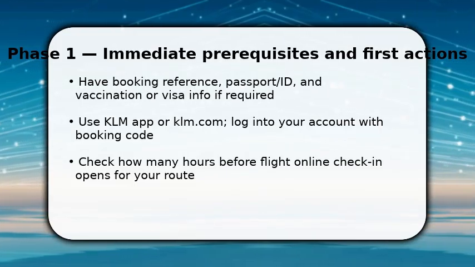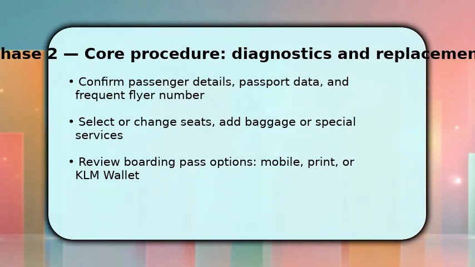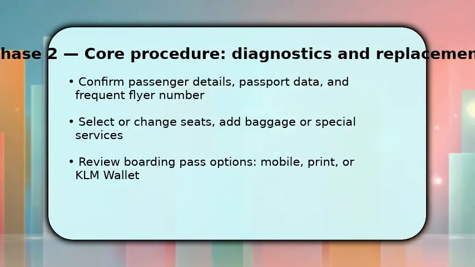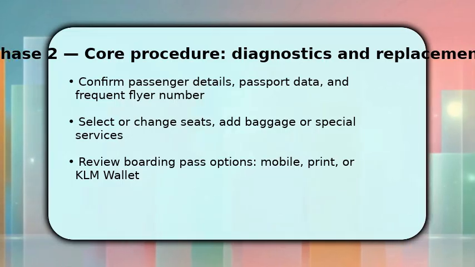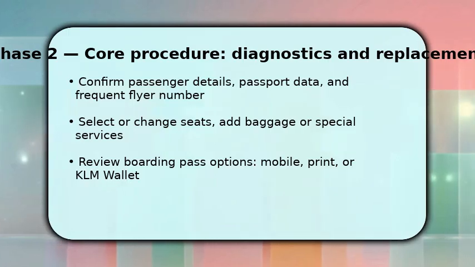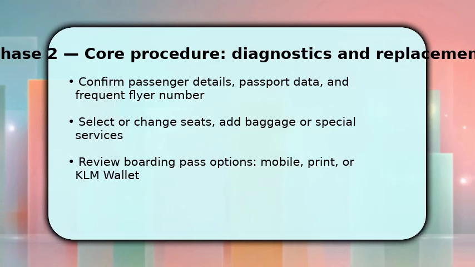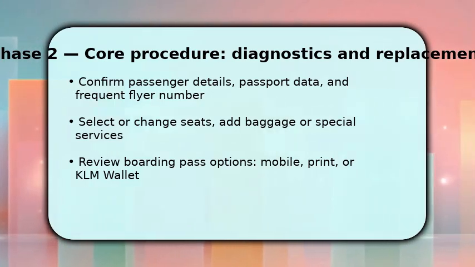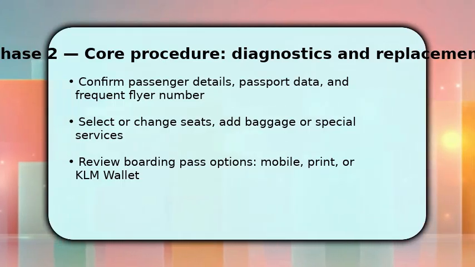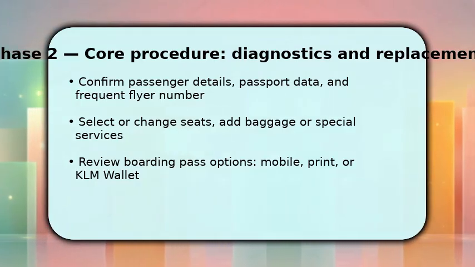Once signed in, proceed to fill required passport details and any frequent flyer or contact information. Accuracy matters for travel and immigration. Next, choose your seat or upgrade if needed and add checked baggage or special requests. This is where extra fees appear, so decide now. After that, pick how you want your boarding pass: mobile on phone, printable PDF, or add to KLM Wallet. If you encounter payment prompts, complete them to finalize extras and reservations.